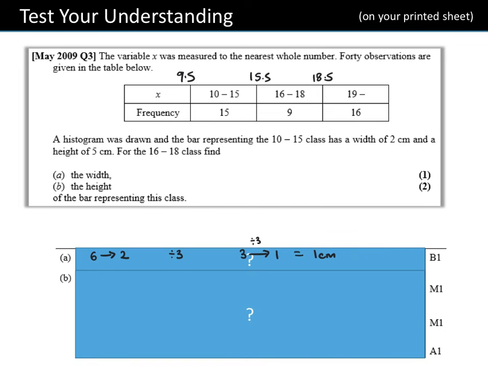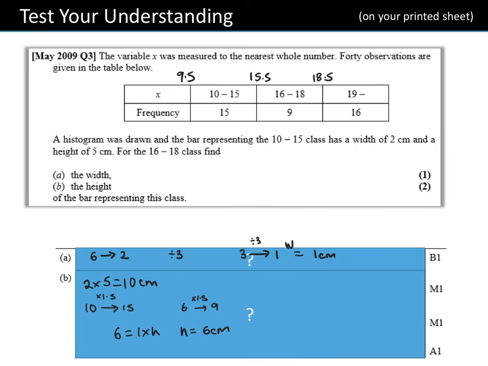Okay, and then for the height. Now, I know that 2 times 5 equals 10 centimetres, and that is my area, isn't it? Now, I know that 10 centimetres correlates to 15. So, what have I done? 10 to 15, I've multiplied by 1.5. So, if I have a frequency of 9, what have I multiplied by 1.5 to get to 9? 9 divided by 1.5 is 6. So I know my new area is 6. Now, 6 equals base times height, which is 1 times height, so my height is equal to 6 centimetres.